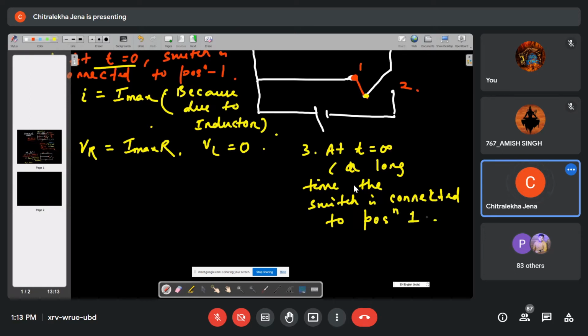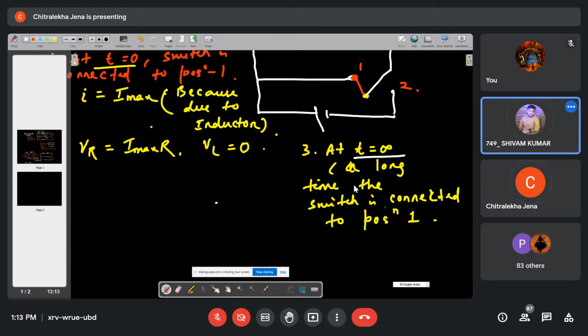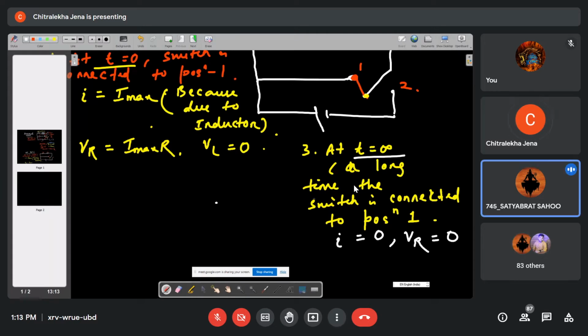Tell me, at t equal to infinite, what will be the current? 0. Very good. Current will be equal to 0. So what about the voltage across the resistor? It will be equal to 0. Okay. Clear to all of you? Yes, ma'am.